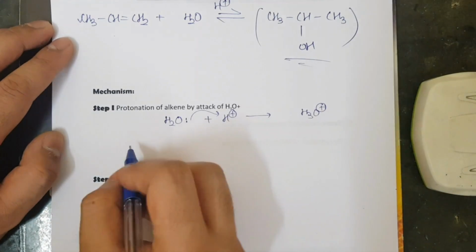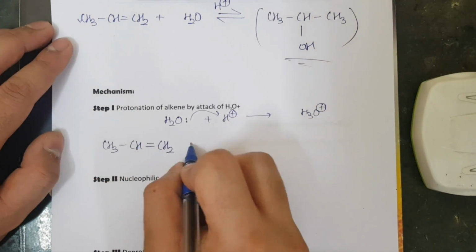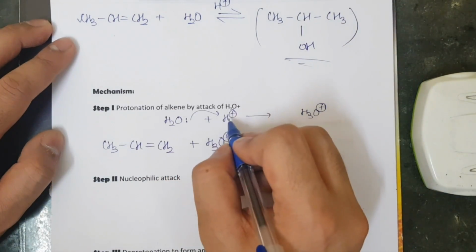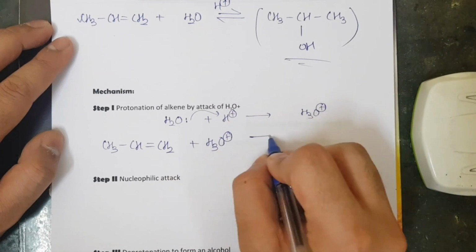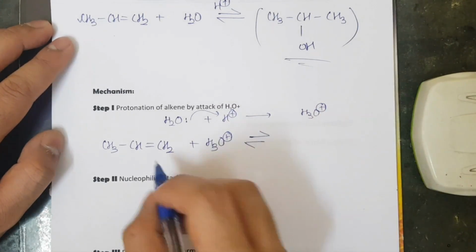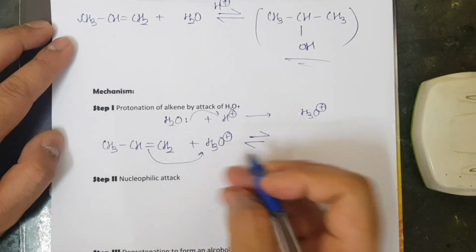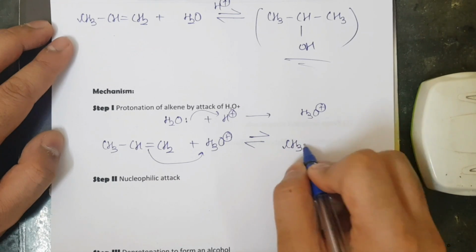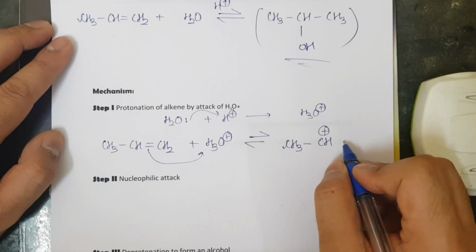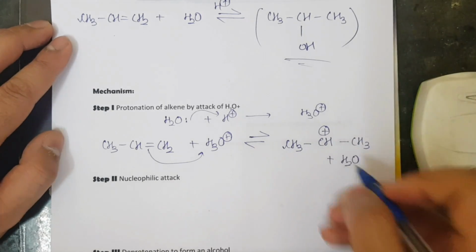Okay, now what would happen from here? We have CH3, CH double bond CH2 plus H3O plus. Basically, if you want, you can attack directly the H plus, but since in the NCERT it has been given, we need to use H3O plus only. So what will happen from here? Electron rich, electron deficient, both will react, giving me the formation of CH3, CH, and the carbocation would be formed here, and here we have CH3 plus H2O.